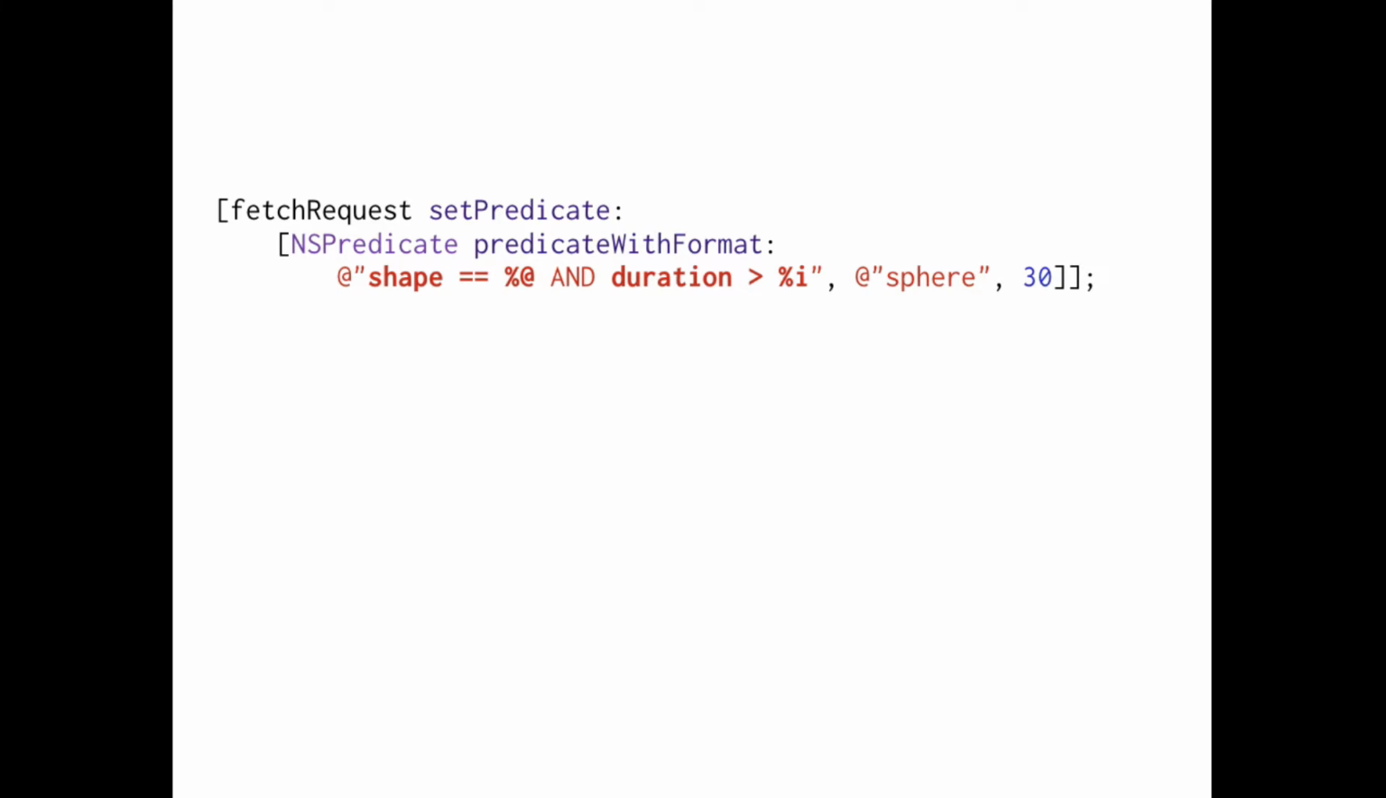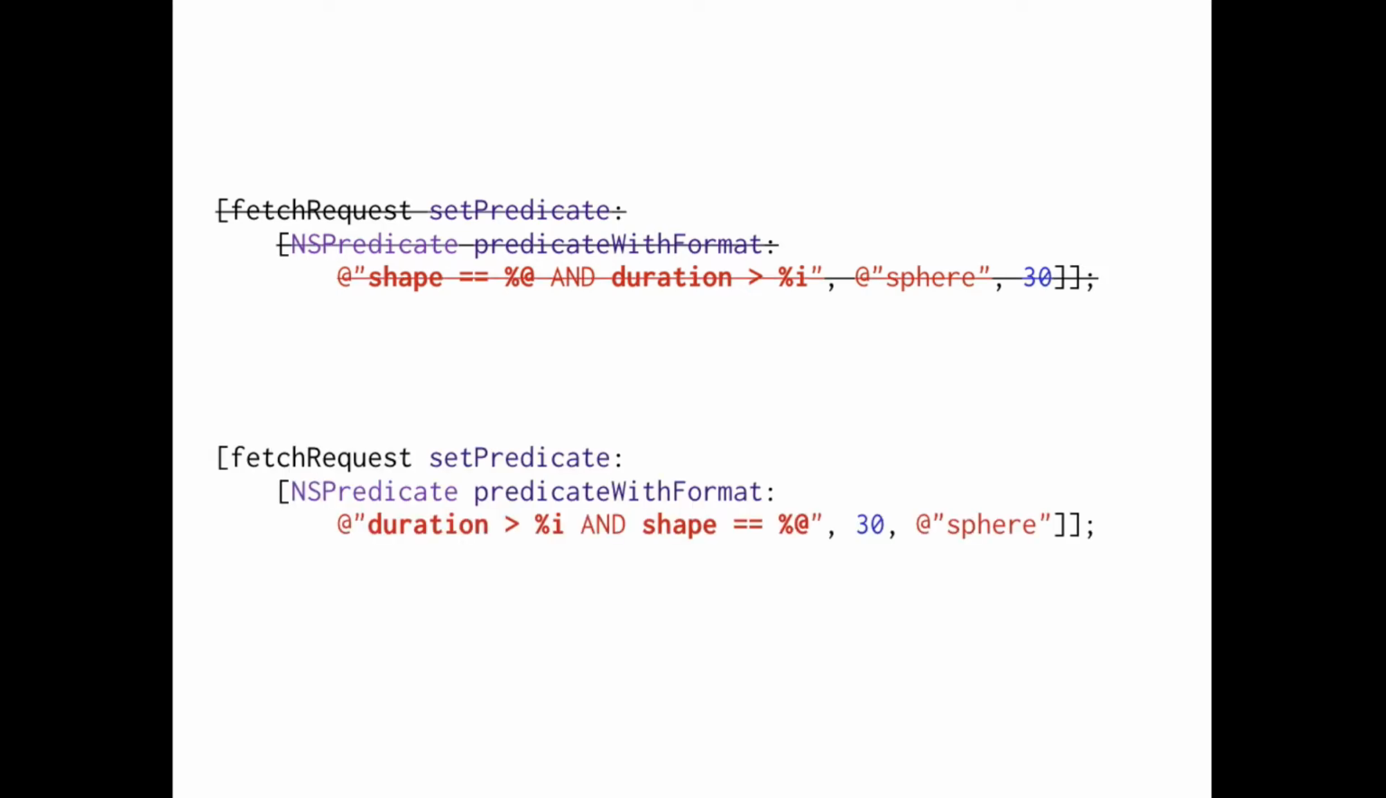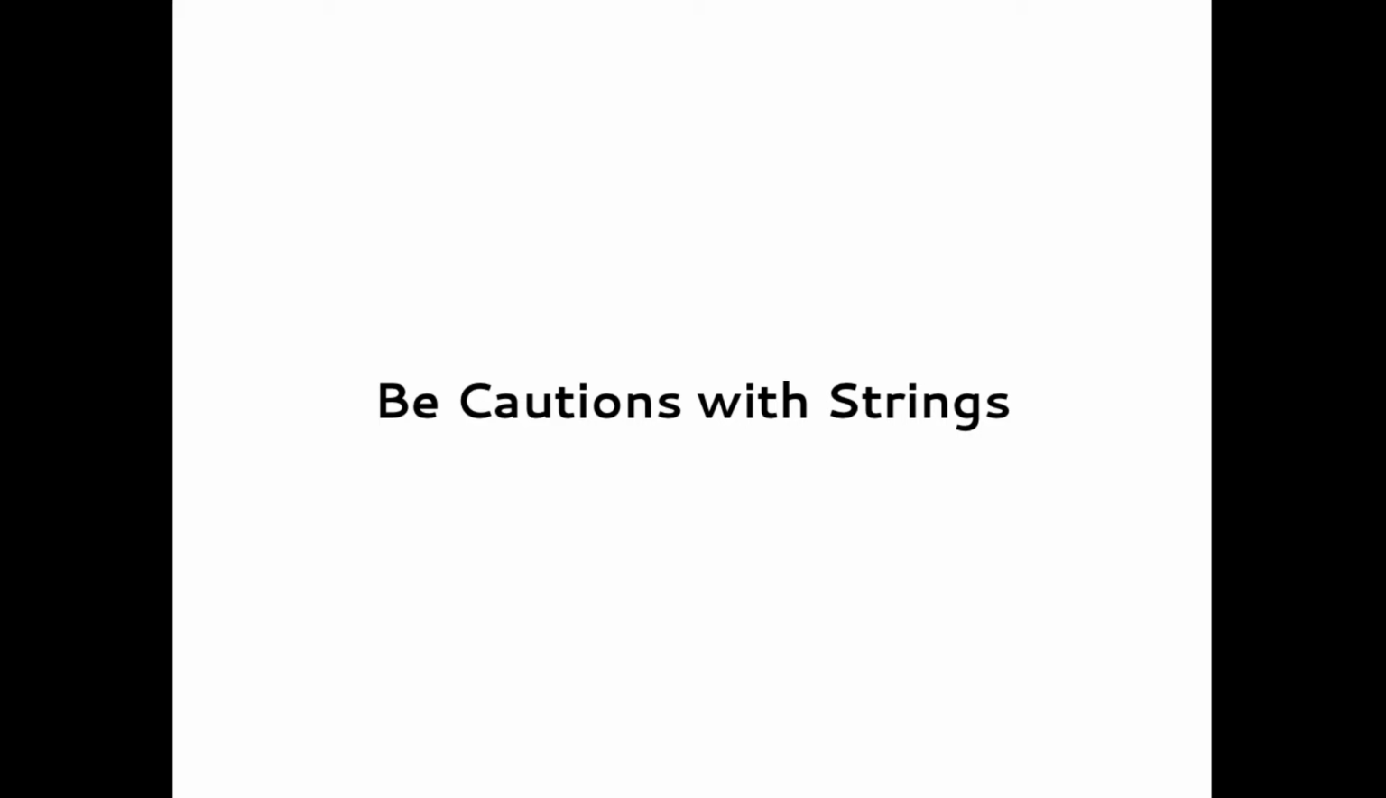This is one way you could write the predicate, but a better way would be to put the numerical comparison first. Computers are good with numbers, not so much with strings. Seems obvious, but when you're in the trenches coding, it's an easy thing to forget. And so in general, you should be cautious with strings.